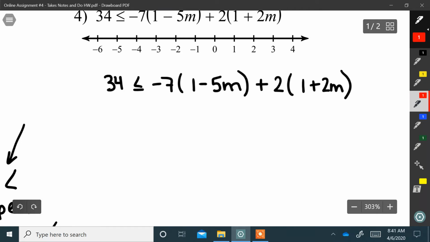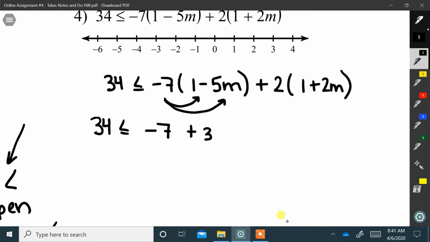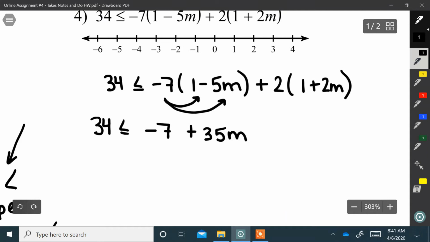Okay, so in here I'm going to distribute that -7 and that 2. For that, I'm going to rewrite a couple things here. So we got -7 times 1. That's just going to be -7. And then -7 times -5 is going to be positive 35. Remember, a negative times a negative is going to be a positive. All right, so we're good there. Then we're going to go ahead and multiply 2 times 1. That's going to be 2 there. And then 2 times 2m is going to be 4m.